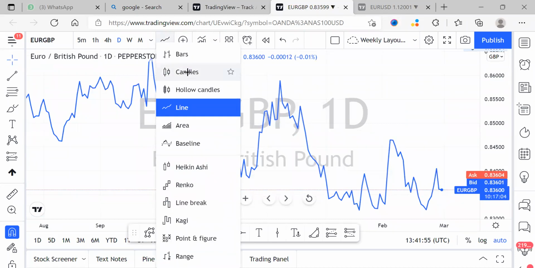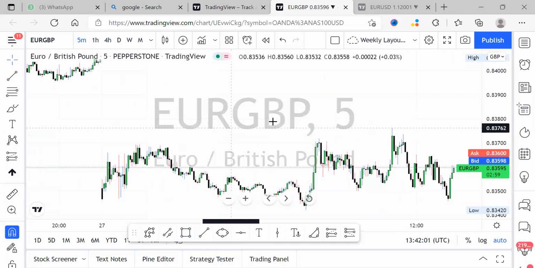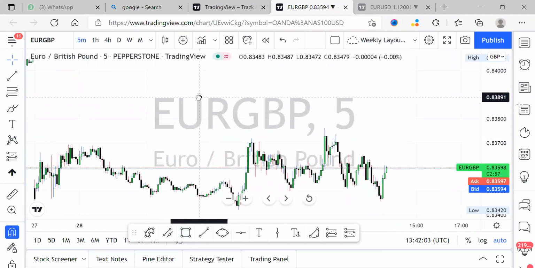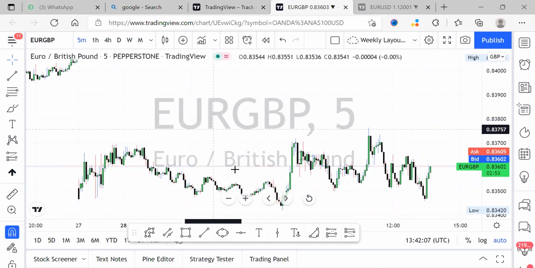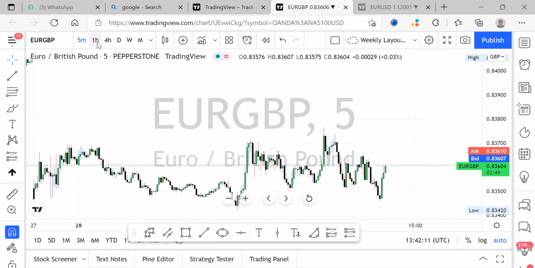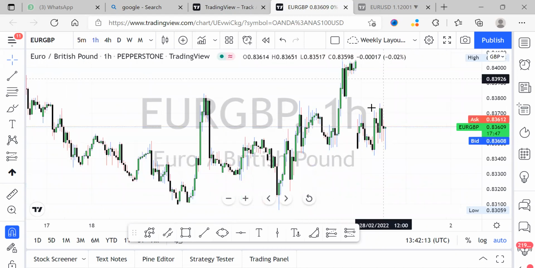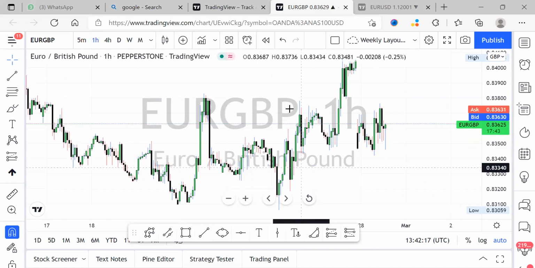We're going to first start with candlestick charts. We're going to go to the 5-minute chart, and we're going to mark structure. Structure is how the market is behaving. So do not confuse yourself with higher time frame structure and lower time frame structure.